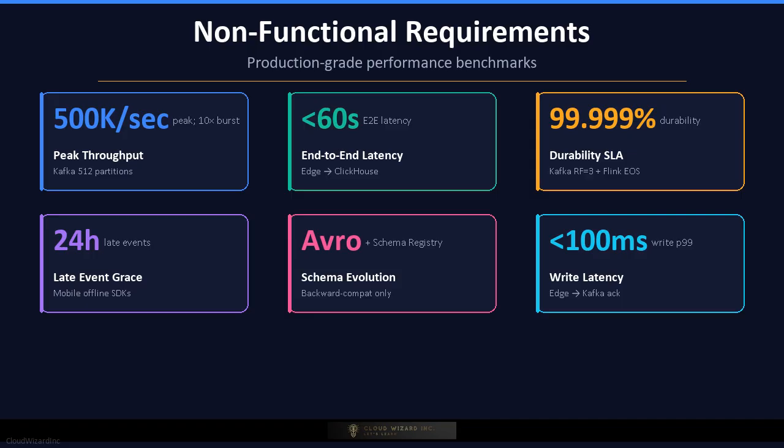Durability is 99.999%, achieved through Kafka with replication factor 3 across availability zones, and exactly once Flink checkpoints written to S3. Late event handling: the system must accept events arriving up to 24 hours late. This is critical for mobile SDKs that queue events when the device is offline and flush them when connectivity is restored. Finally, schema management uses Avro with a schema registry, enforcing backward-compatible evolution only, no breaking changes allowed ever.